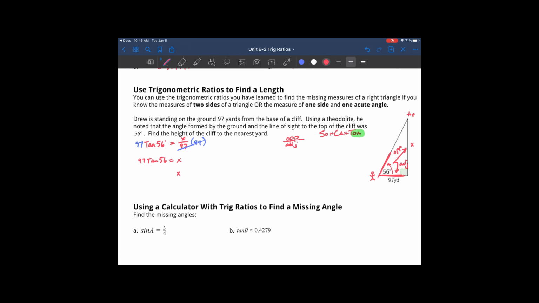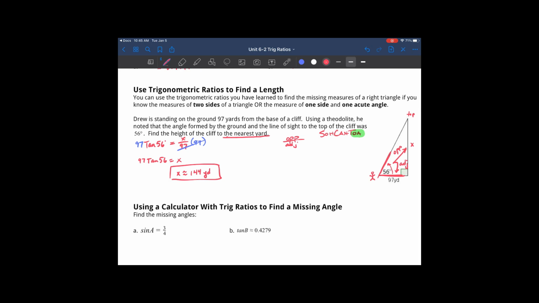And that is going to get me a value of roughly, and this one says find the height to the nearest yard. So if I round it to the nearest yard, that is roughly 144 yards.